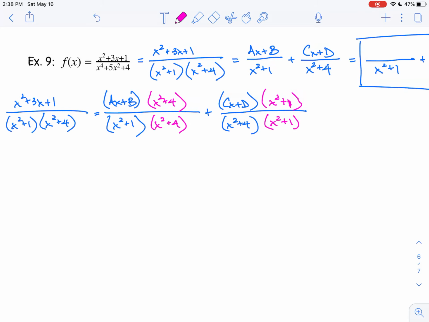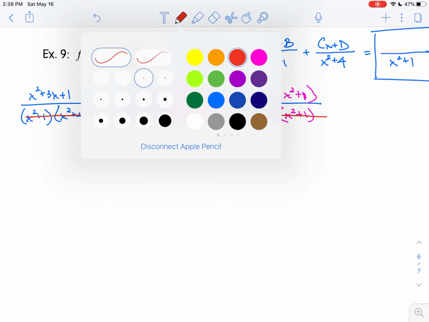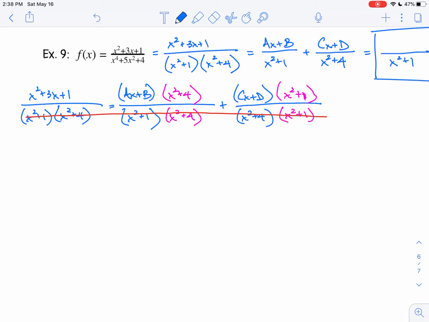All right. Are all my denominators the same? Yes, they are. So I can get rid of them. All right, let's see what we have left. Okay. Now on this side, I have x squared plus 3x plus 1 equals this term plus the other numerator.